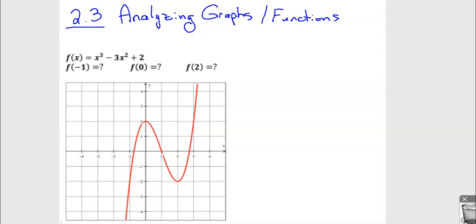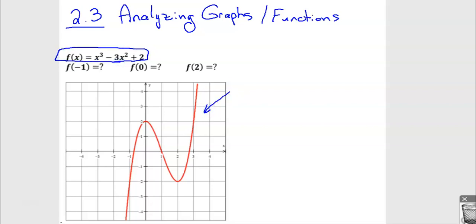This is 2.3, analyzing graphs and functions. So we're going to look at different parts of functions and graphs and then evaluate them and study the different things that we've done. We're just putting it all together in one lesson. So here I have a function, and notice I give you the function and I give you the graph.